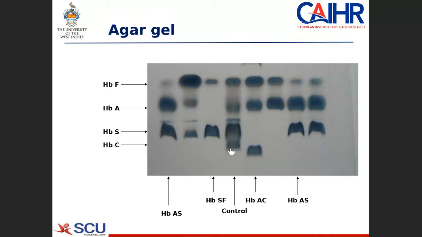Here in the middle, you have your controls, and your hemoglobins migrate, again, dependent on their charge. These are different samples from different patients. A lot of these are newborns, so you will have significant levels of fetal hemoglobin. This person has A and S, this A and S, this person has A and C, this is AA, this is A and S, this is A and S. So basically you compare the position of the hemoglobin band to the control, and that will help you to determine what your patient has.